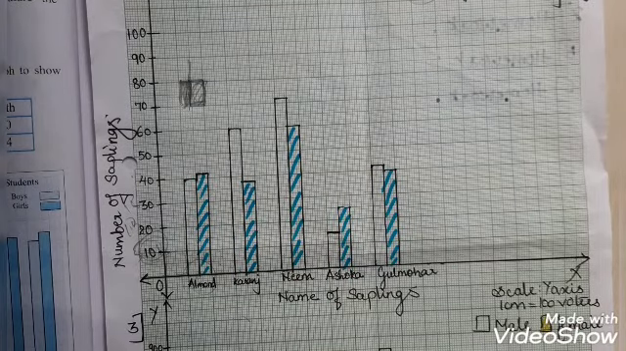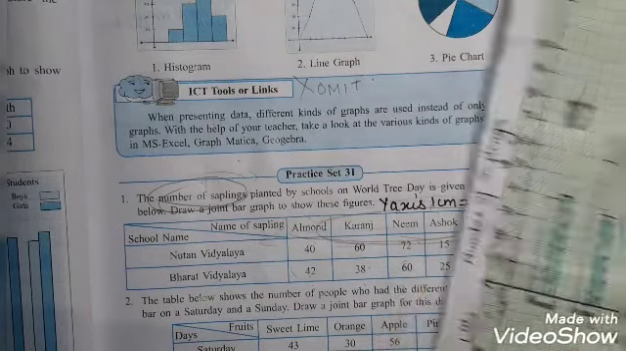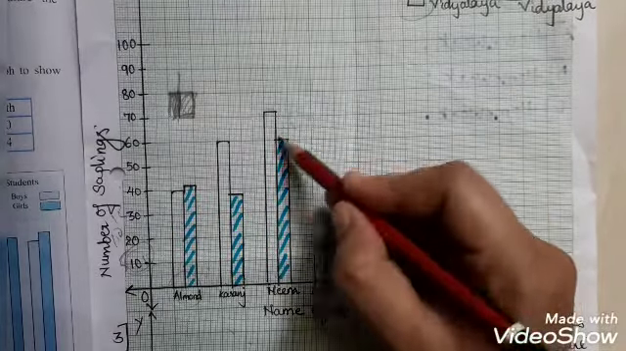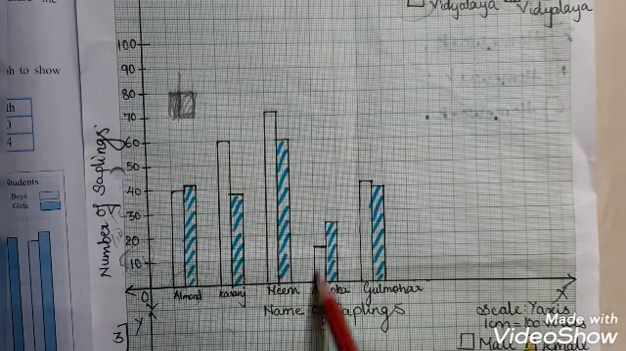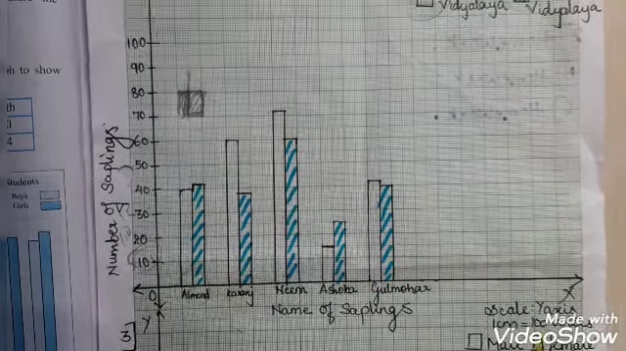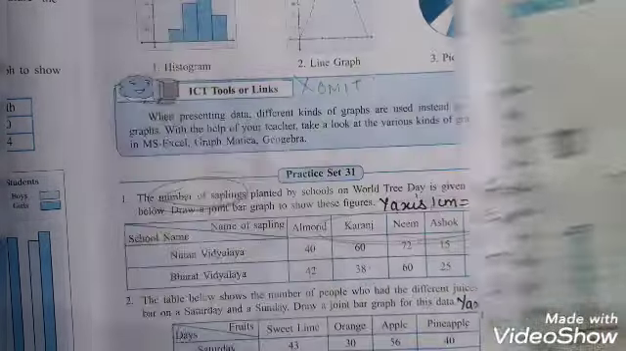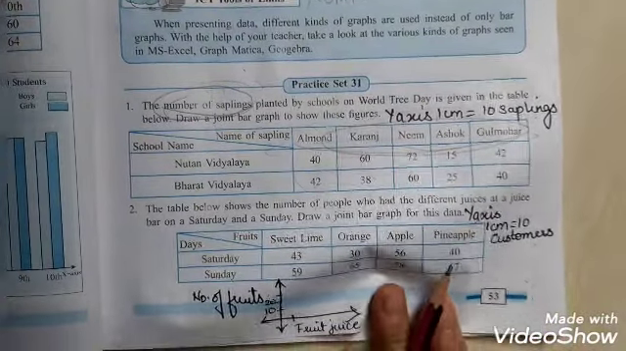I have shaded it. Clear? Okay, then the third one: 72 is Nutan and 60 is Bharat. So 72 and 60, I have shaded it. And again leave one and you have to do the remaining two. I hope you all have understood the first sum. It is very easy. Now the second one you have to do for self-study, that is homework. Second sum you will do for homework.